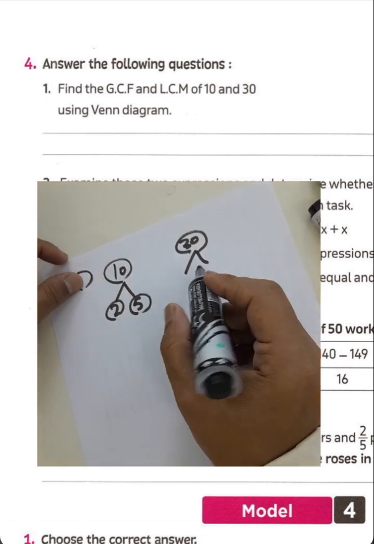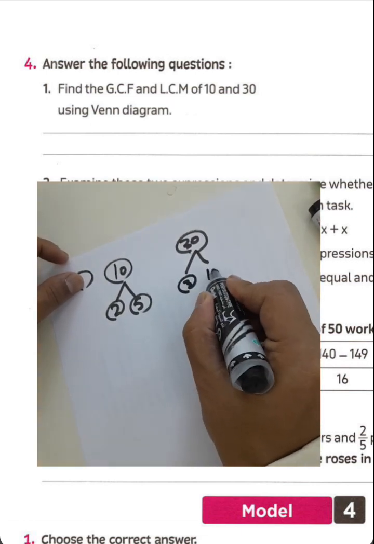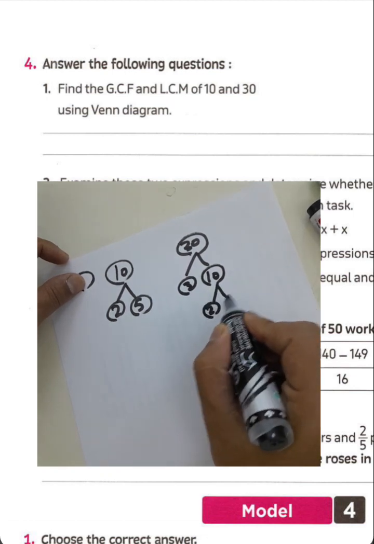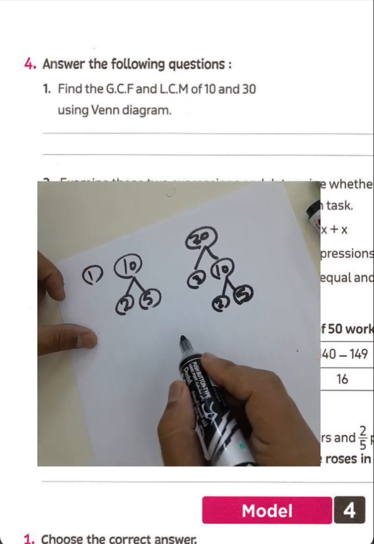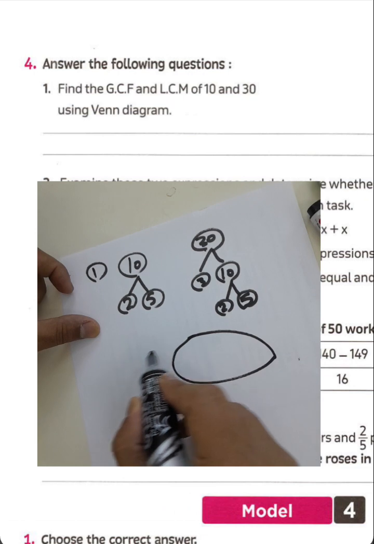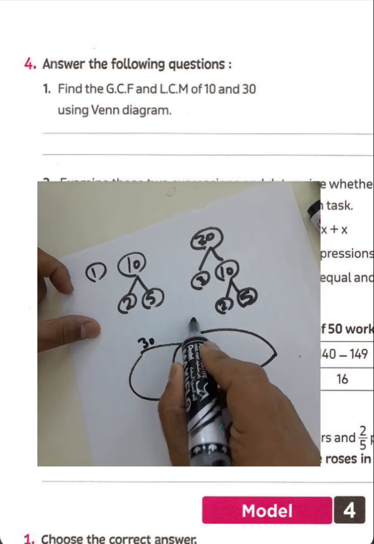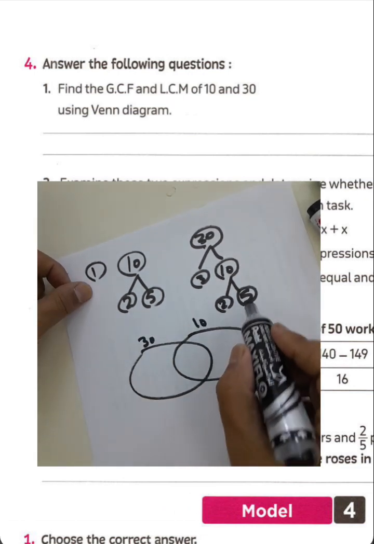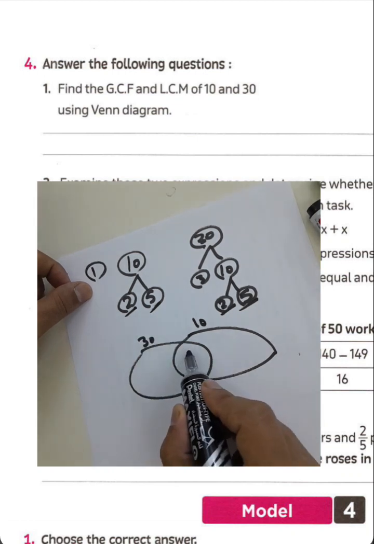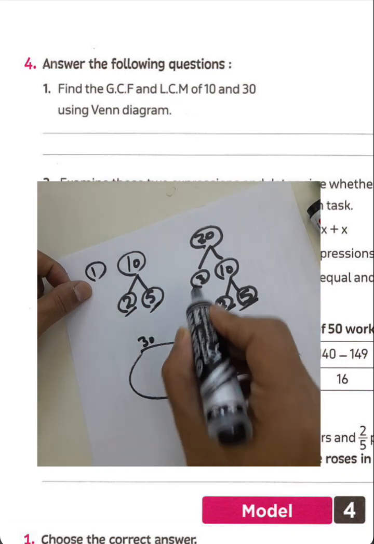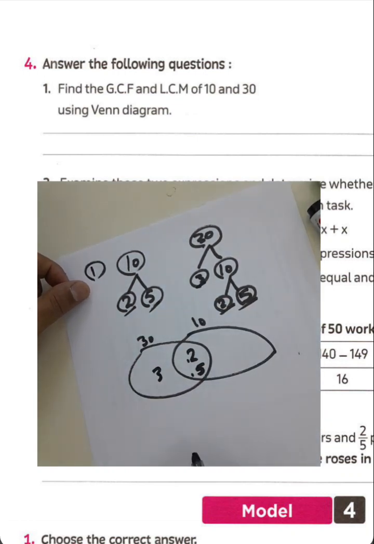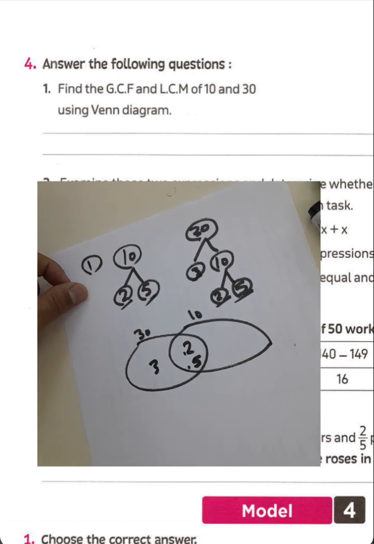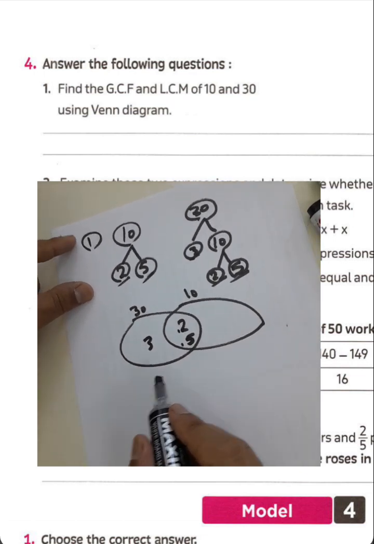And 30 equals 3 by 10, and 10 equals 2 by 5. Then we can draw a Venn diagram between the two numbers 30 and 10 and write a comma between them: 2 and 5 here, 2 and 5, and the remainder here, 3. Okay, and then we can find the greatest common factor and the least common multiple.